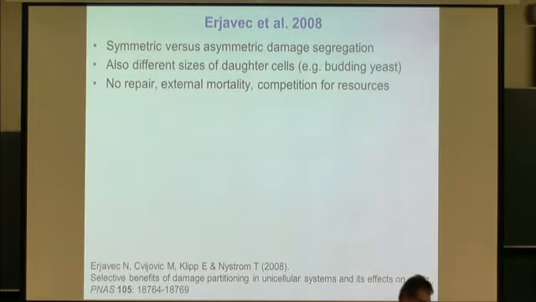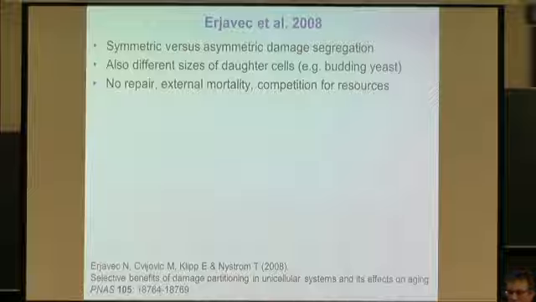Now Erzsébet a little bit later published another model with similar conclusions, but they actually ignored repair completely. There's no repair in their model. They also have no external mortality, as Ackermann had. Resource competition, none of them had. Erzsébet actually also looked at different sizes of the daughter cells, showing in the model that if the daughters are smaller than the mother, then asymmetry is not beneficial.